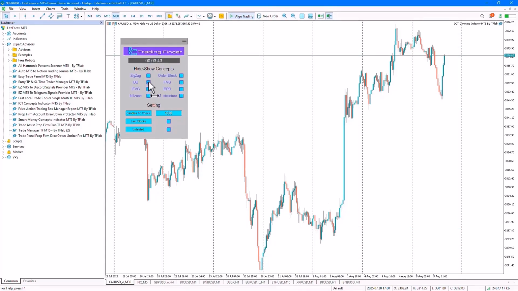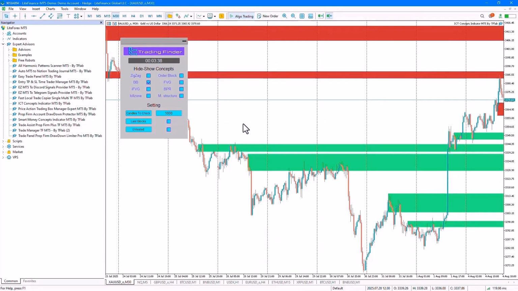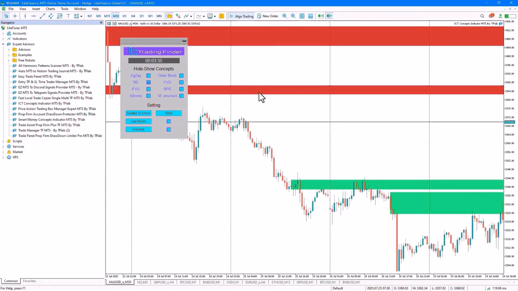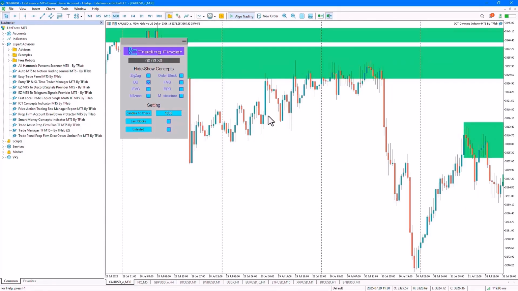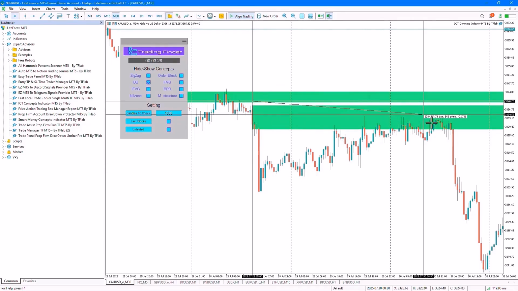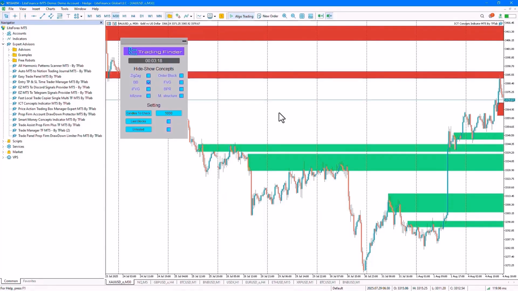The next section is about break blocks. By enabling this option, the indicator starts identifying broken order blocks on the price chart, which allows us to analyze the market trend based on these order blocks that have been broken in the future. The indicator, by identifying broken order blocks that have changed their nature, displays trading opportunities for us.